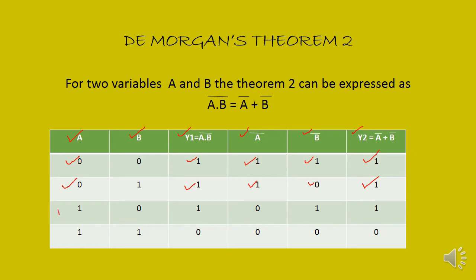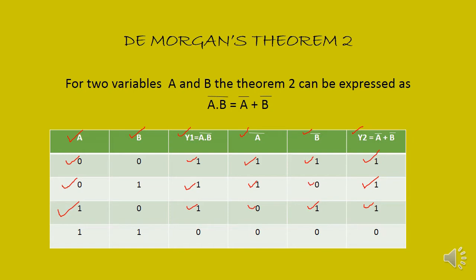Next condition, when A is 1 and B is 0: 1 dot 0 means 0 again. The complement of 0 is 1. So here we get 1 output. If A is 1, A bar is 0. When B is 0, B bar is 1. So 0 OR 1, we get 1 output here.